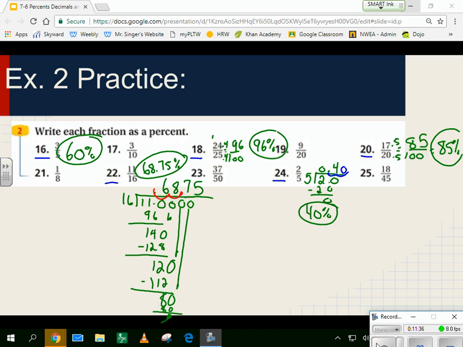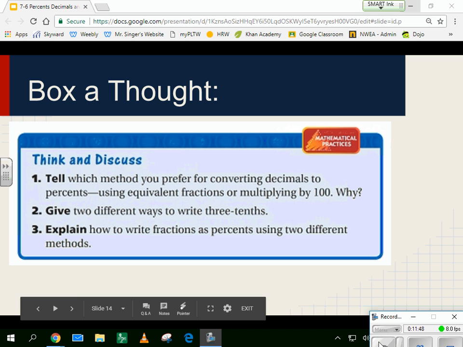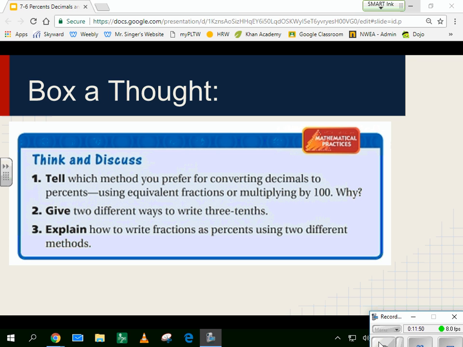So I hope you got the same answers that I did. That means you're getting it. If you didn't, there's other problems up there we can try together to really get some extra practice. I encourage you to come to me if we need to do that. Okay, so I skipped example 3 because it's just using it in word problems. You'll see those. So I'll go ahead and finish off these 3 box of thought questions, and then we can move on.